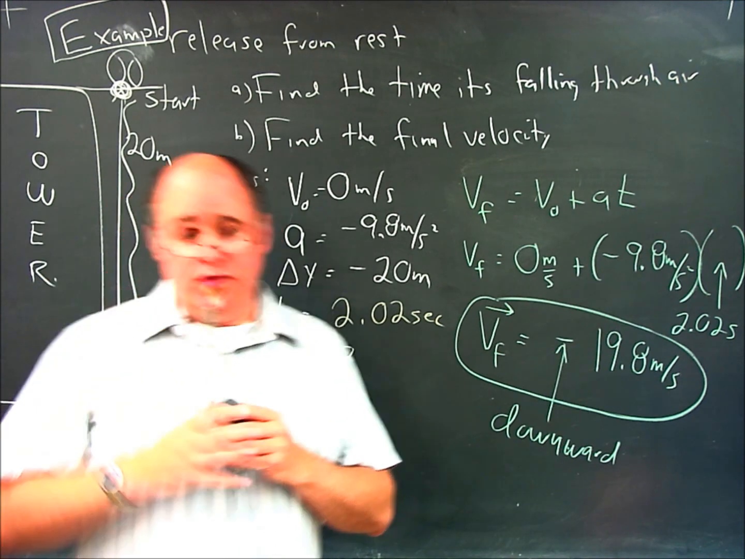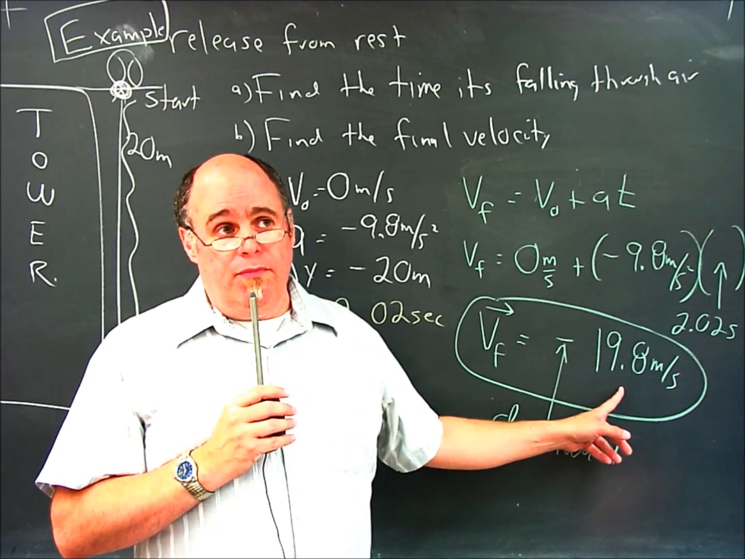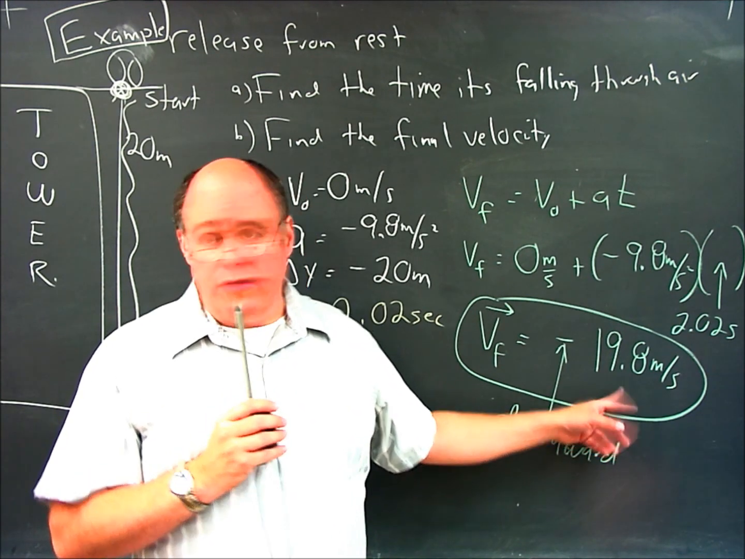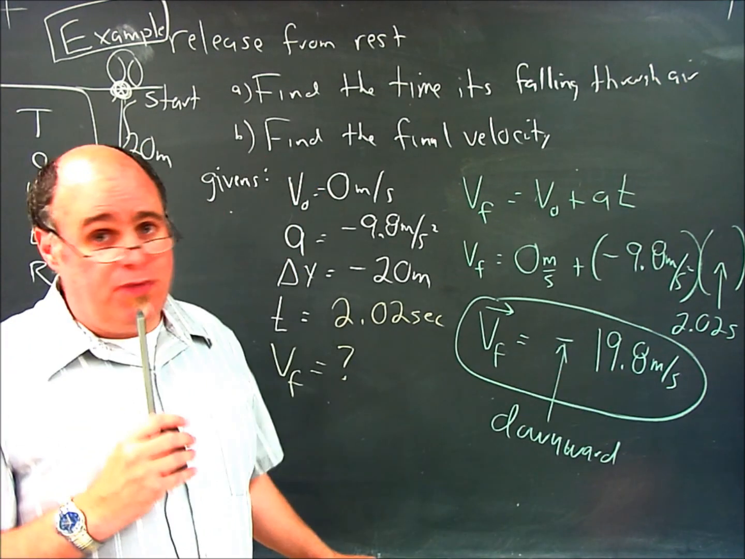My rule of thumb is if you double this number here, you'll get approximately the speed in terms of miles per hour. So this is approximately the number 20-ish. So it's around 40 miles per hour how fast that baseball is going when it hits the ground.